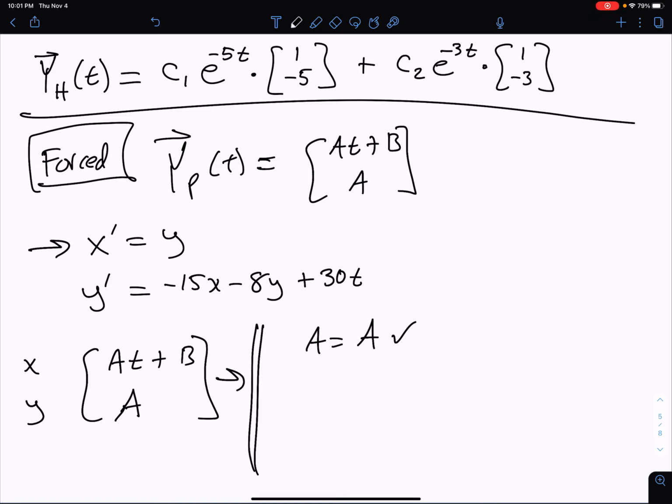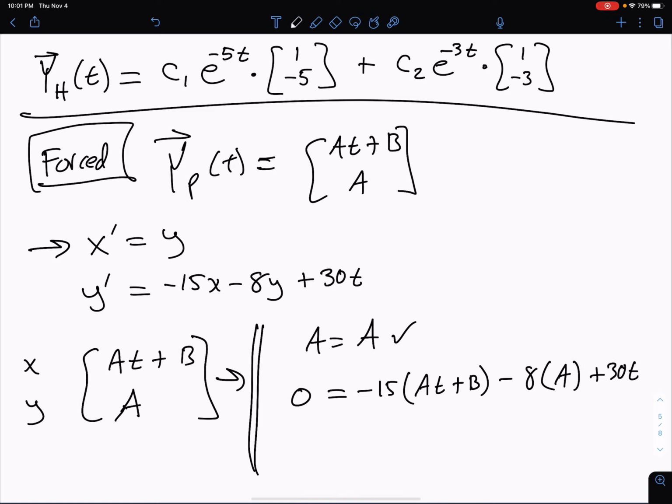Y prime will equal 0. But that has to equal negative 15 times x. X is at plus b. Minus 8y. Y is a. Plus 30t. Okay, so 0 has to equal negative 15at, minus 15b, minus 8a, plus 30t. And all of this has to equal 0.